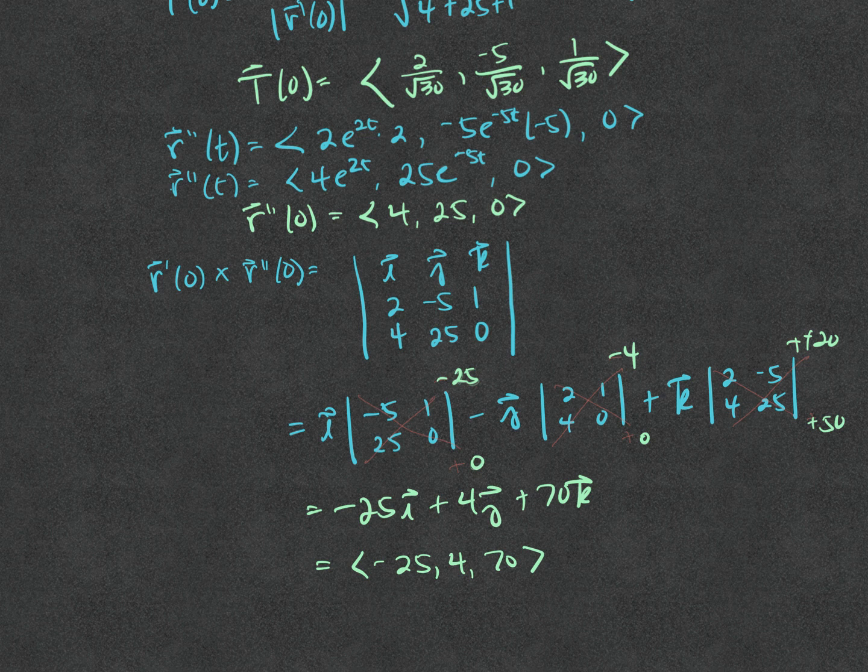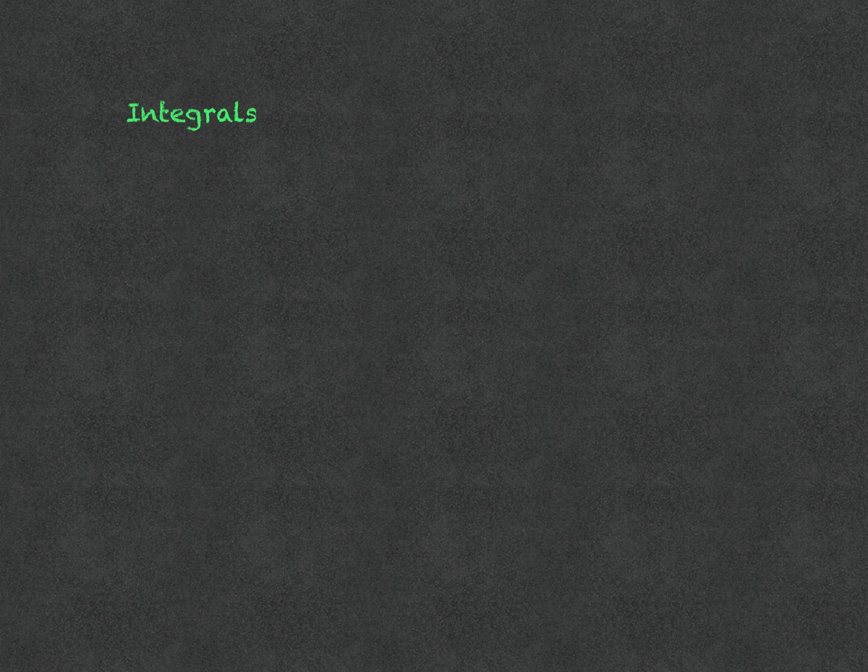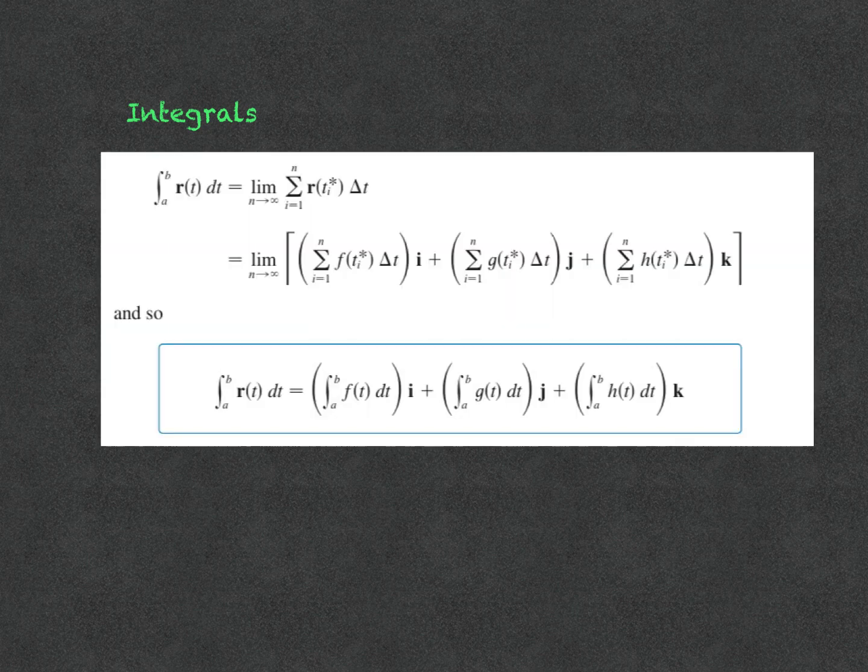So the next step is to look at integrals. The definite integral of a continuous vector function r can be defined like we did before in Calc 1 or Calc 2 or both, but we can express the integral of vector r in terms of the integrals of the components f, g, and h. We're going to use similar notation to what we used through Calc 1 and Calc 2. You'll see this notation looks the same. It's based on limits.